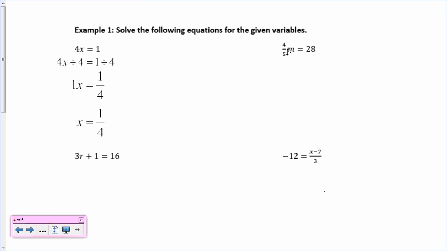Second one, 4/5 m equals 28. Well, what's happening to the m? It's being multiplied by 4/5, so I can divide by 4/5 on both sides. 4/5 divided by 4/5 leaves me with 1, so I have 1m. 28 divided by 4/5 gives me 35. Okay? So 1 times m just leaves me with m equals 35.